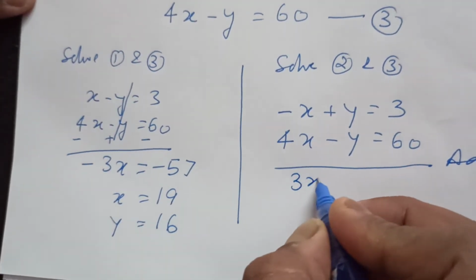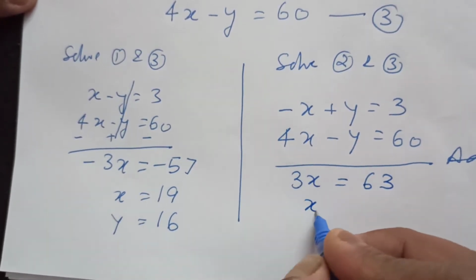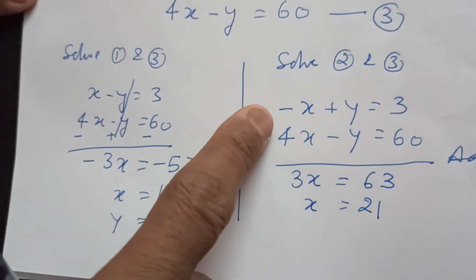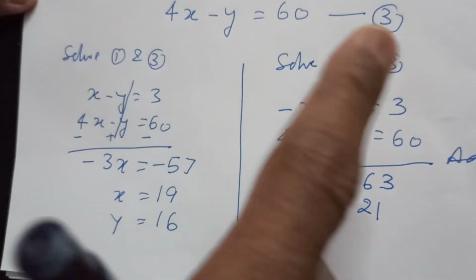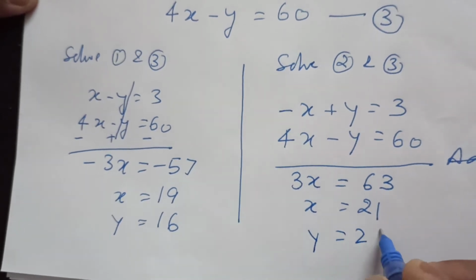So we get 3x is equal to 63. So x value comes out as 21. We substitute x value as 21 over here. This goes to the other side. So y value comes out as 24.